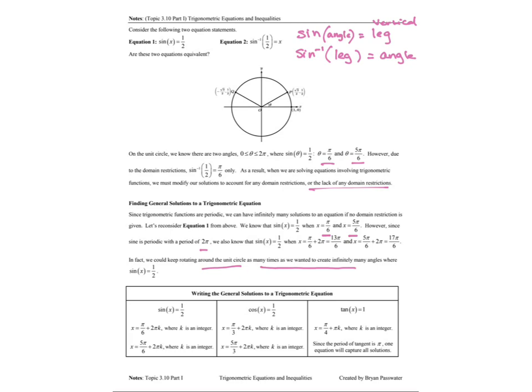So in order to handle that, we write our answers in this form. We know that sine of x is half when x is 5 pi over 6 plus 2 pi k, where k is any integer. And also, x equals pi over 6 plus 2 pi k. That handles both clicks. One on the left, one on the right. Does that make sense? Do y'all have questions? No?